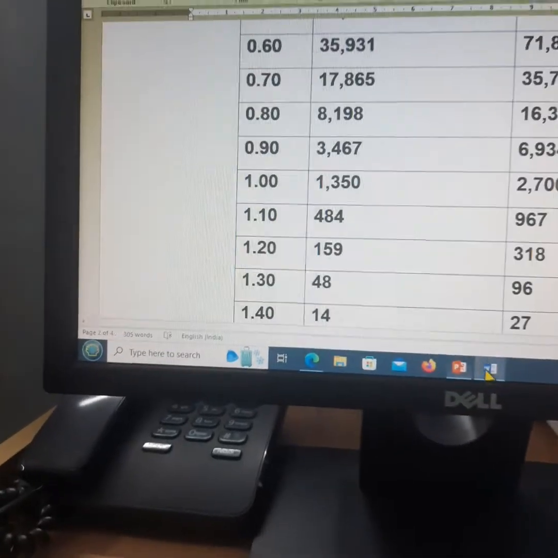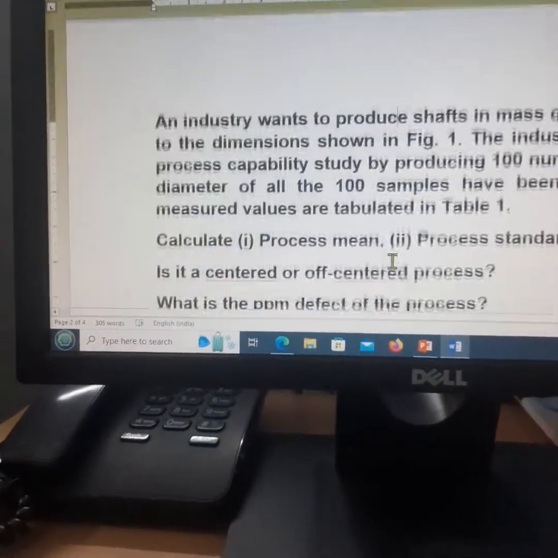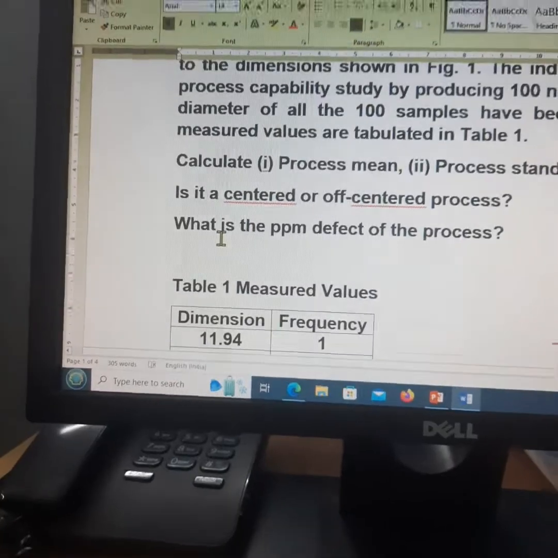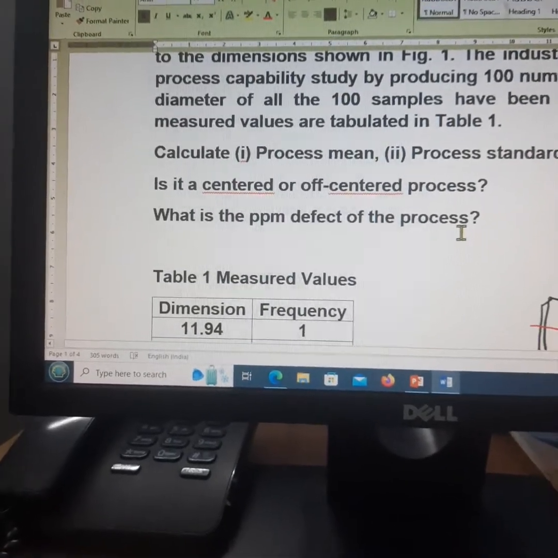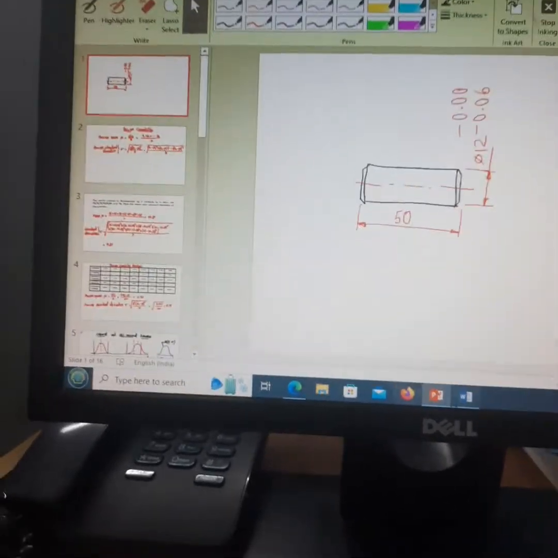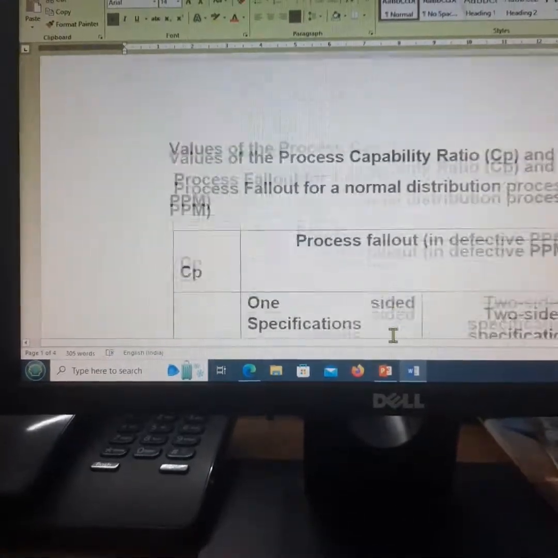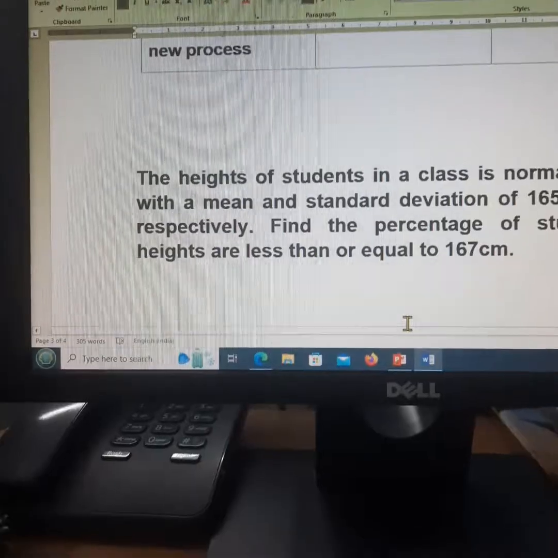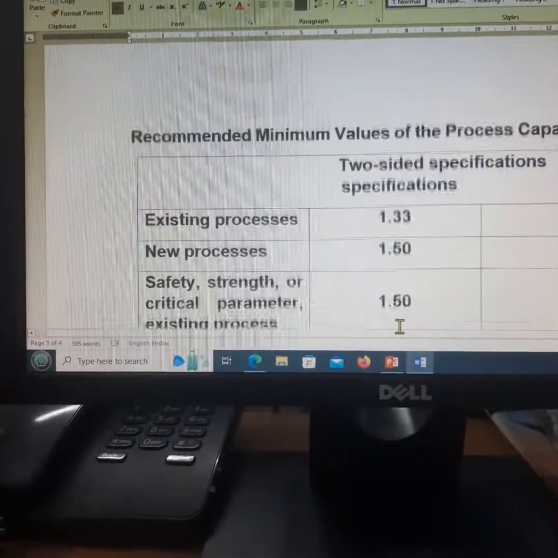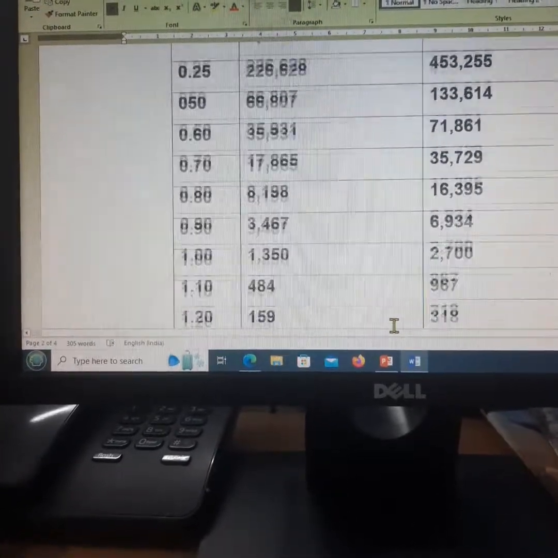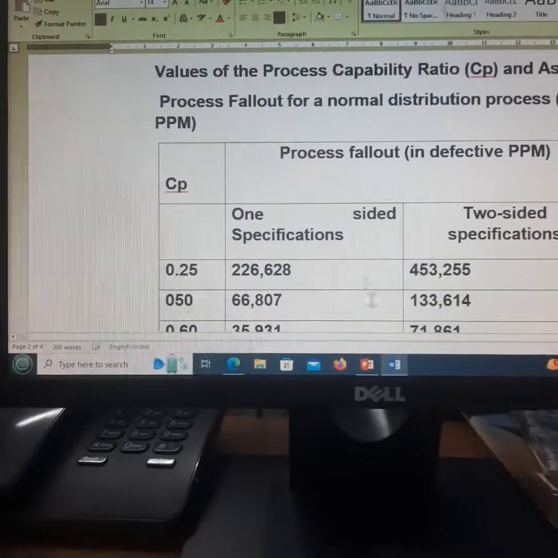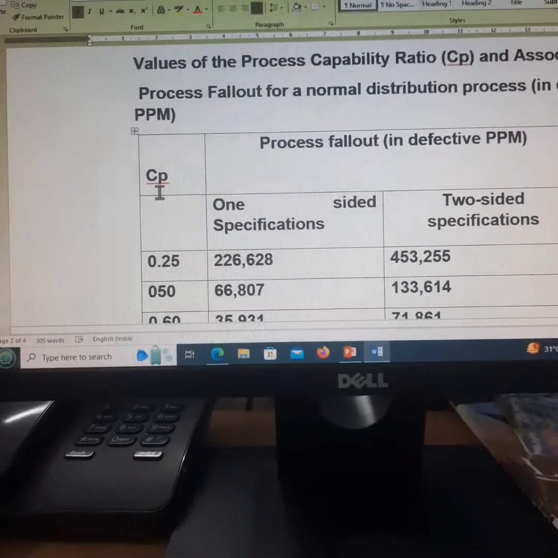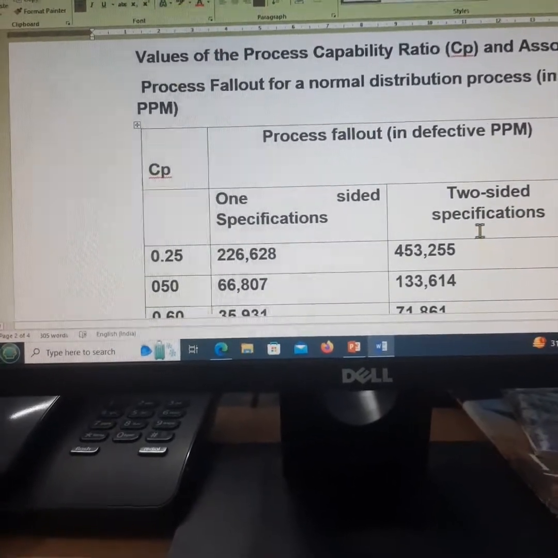Now we have to answer the third question. What is the ppm defect of the process? From this we got the answer as 2700 parts per million as the ppm defect. Since the process is centered, we are able to refer to this table that connects Cp and process fallout in parts per million.